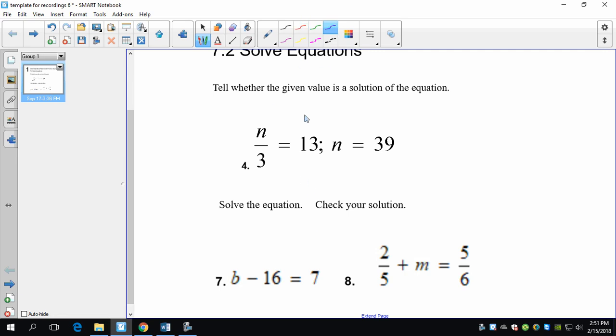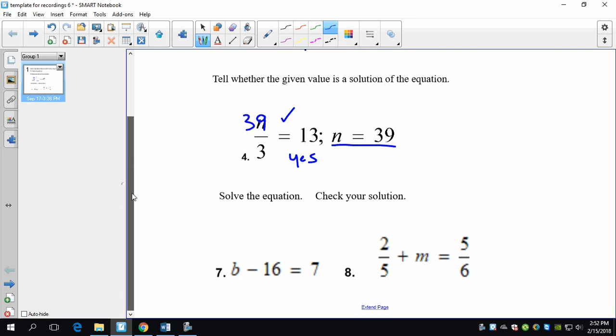Essentially what we have to do is they're telling us n is equal to 39. We just simply need to plug in 39 where n is. Is 39 divided by 3 13? If it is, the answer is yes. 39 divided by 3 is 13, so I know that is correct. n is 39. That is a correct solution for that equation.